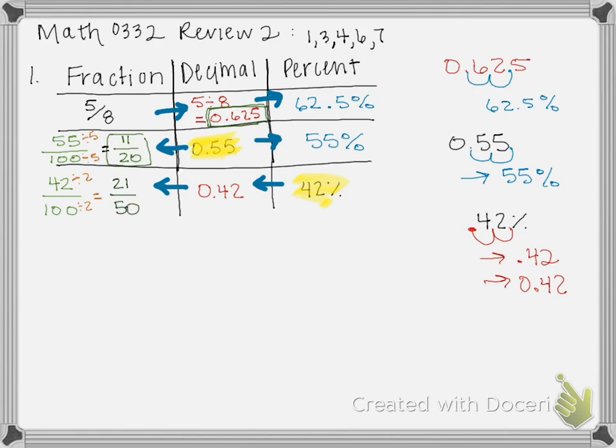And then you would see if they have any other common factors. So 21 has a factor of 3, but if you do 50 divided by 3, it's not going to work. 21 also has a factor of 7, but 50 divided by 7 will also not work. So 21 over 50 is simplified. So that is how we would convert between fractions, decimals, and percents.